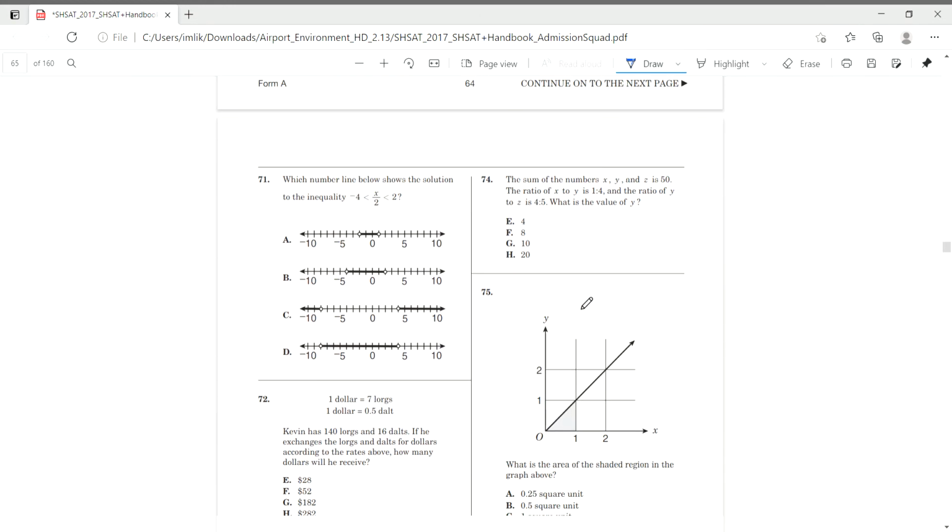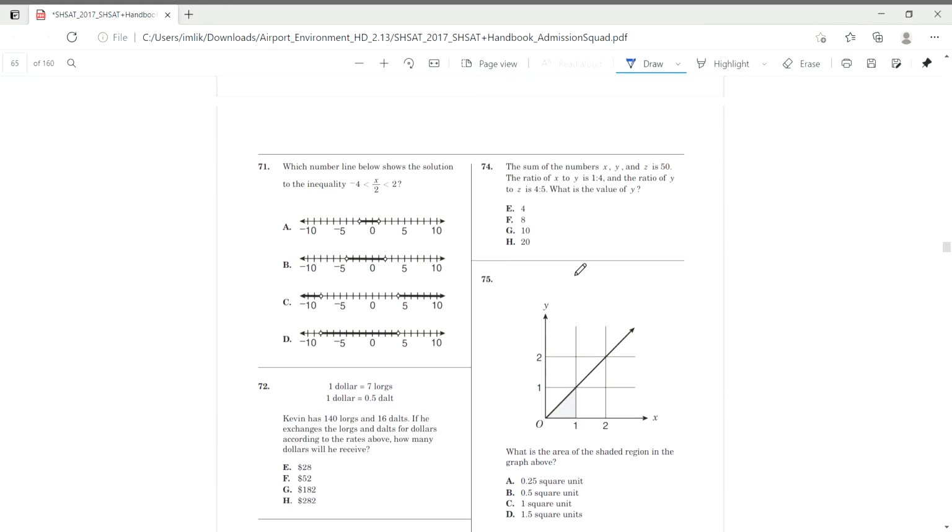Moving on to number 74. The sum of the numbers x, y, and z is 50. The ratio of x to y is 1 to 4. The ratio of y to z is 4 to 5. What is the value of y?